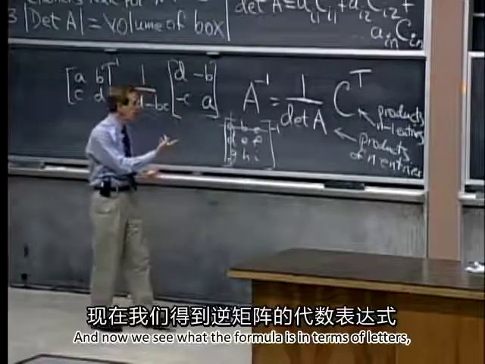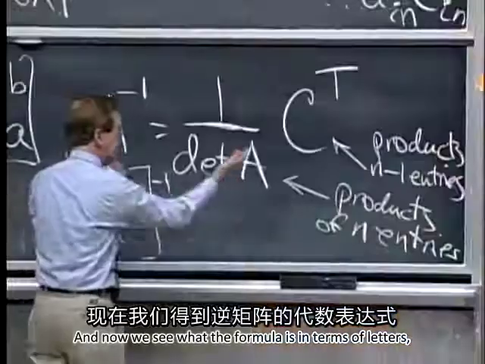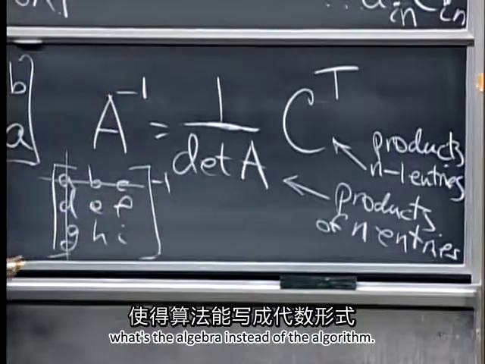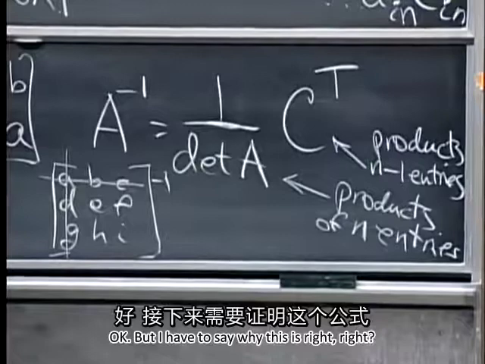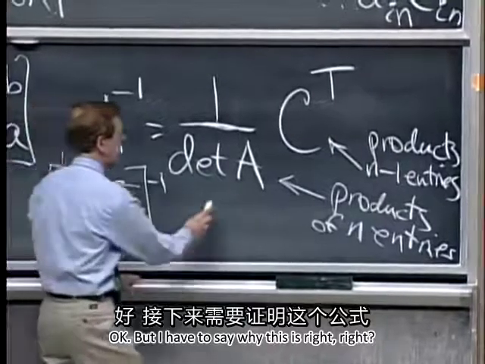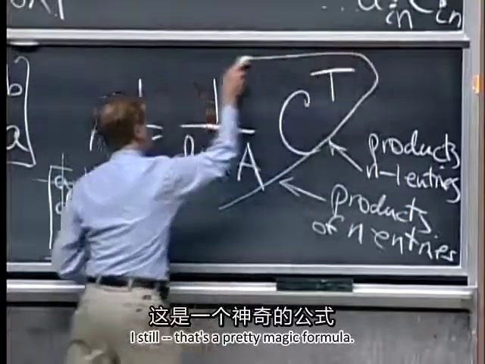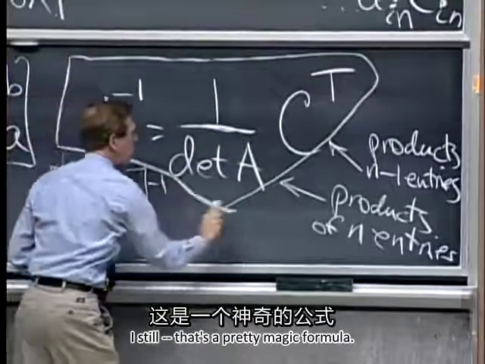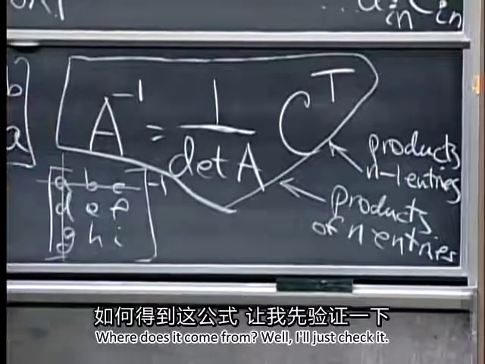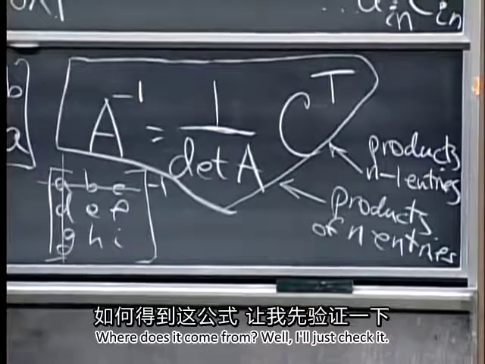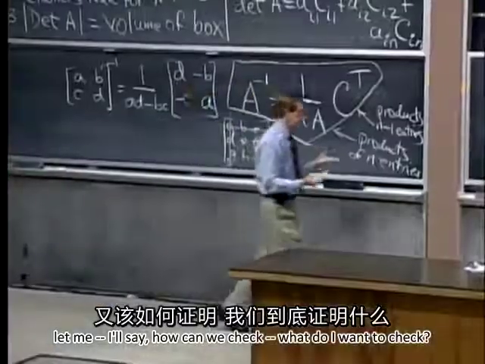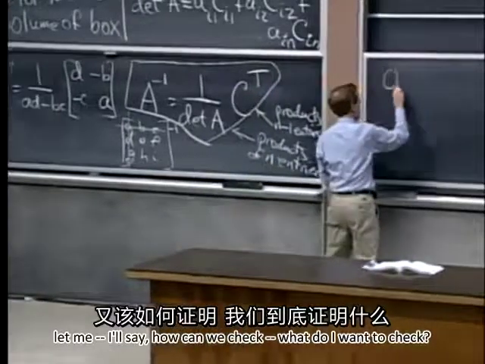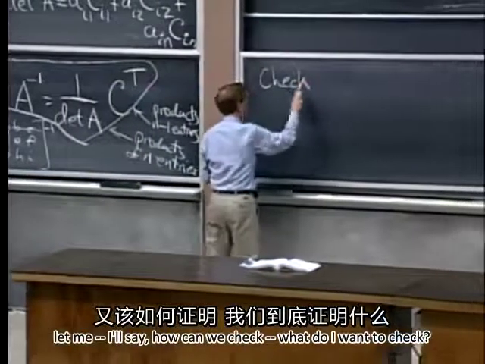And now we see what the formula is in terms of letters. What's the algebra instead of the algorithm? Okay. But I have to say why this is right. That's a pretty magic formula. Where does it come from? Well, I'll just check it. Having got it up there, how can we check? What do I want to check?